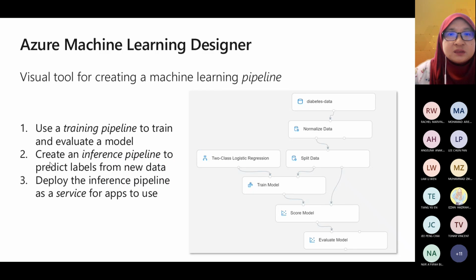Then you have Azure Machine Learning Designer, a visual tool for creating a machine learning pipeline. This is similar to NLP, which also has a pipeline. Use the training pipeline to train and evaluate a model. Then create an inference pipeline to predict labels from new data. You can deploy the inference pipeline as a service for apps to use.